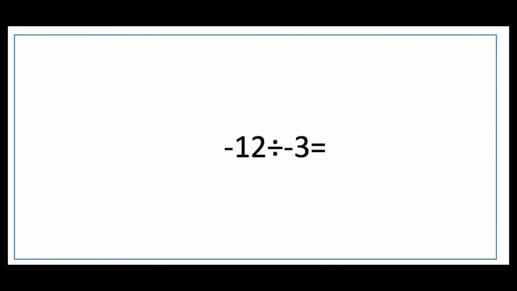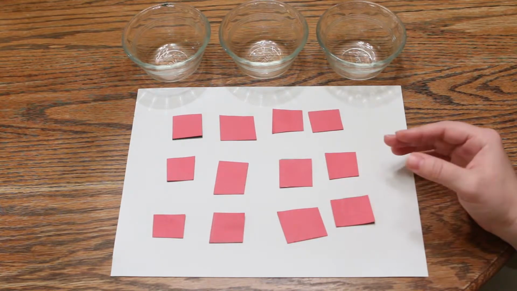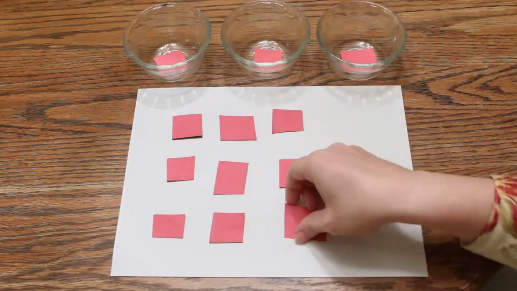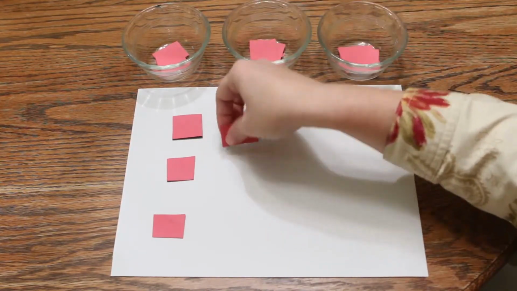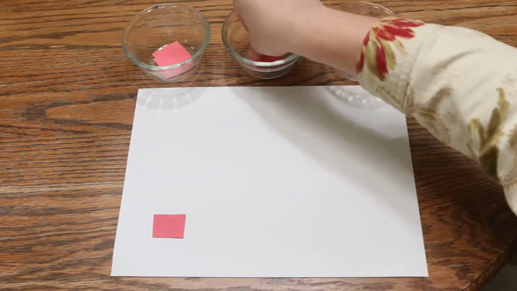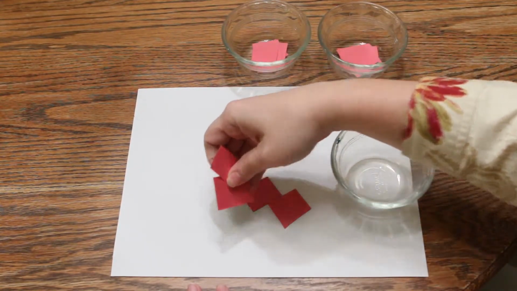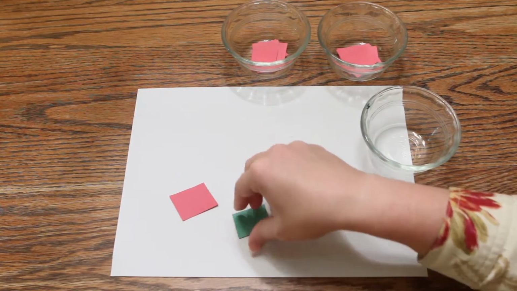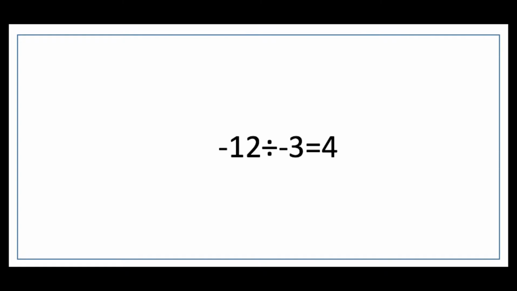Let's try one more. Negative 12 divided by negative 3. Here, it might be helpful to think about the fact that negative 3 is the opposite of positive 3. This means take 12 red tiles and divide them evenly into 3 groups. There are 4 red tiles in each group. Since we're dividing by negative 3, we take the opposite of a group. If we take the opposite, each group has 4 green tiles. Negative 12 divided by negative 3 equals positive 4.